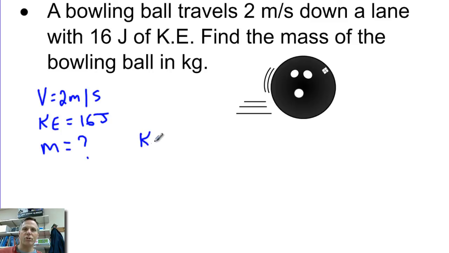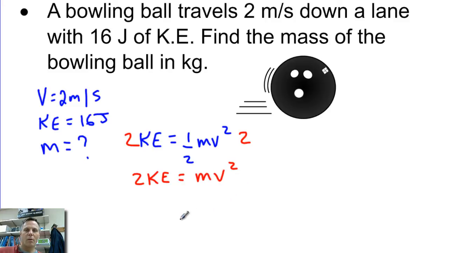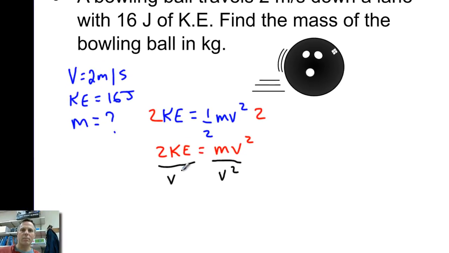I know that the kinetic energy is going to equal 1/2 the mass times the velocity squared. That's my original equation. Now I'm going to multiply both sides by 2. So my new equation is 2 times the kinetic energy equals the mass times the velocity squared. But I'm trying to solve it for mass. So the next step is to divide both sides by v squared. These cancel. So my mass is going to be 2 times the kinetic energy divided by v squared.